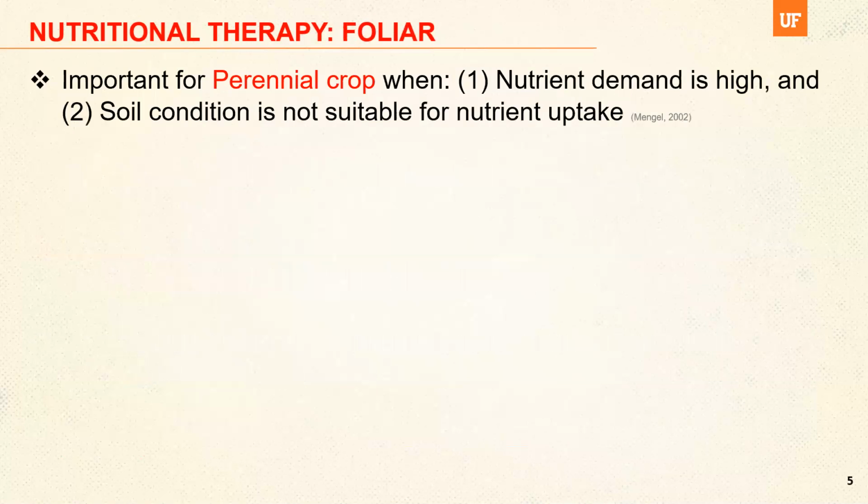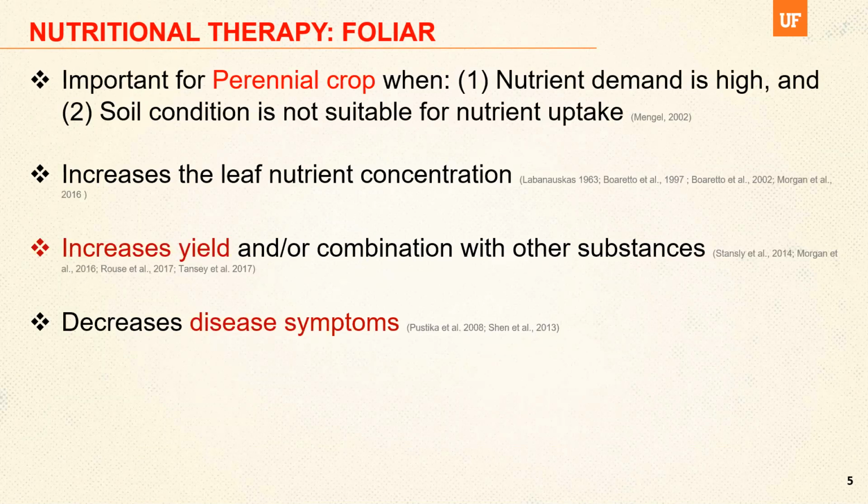Another important approach is foliar application of micronutrients. The foliar application of micronutrients is important for perennial fruit crops, especially when the nutrient demand is high, such as flowering and fruit setting stage, and when the soil condition is not good for nutrient uptake. Studies show that foliar micronutrients can increase the leaf nutrient concentration, can increase the yield when applied alone or in combination with other substances such as hormones and pesticides, and can decrease the disease symptoms. There is limited information available about the effect of foliar application of micronutrients in SLB affected grapefruit.